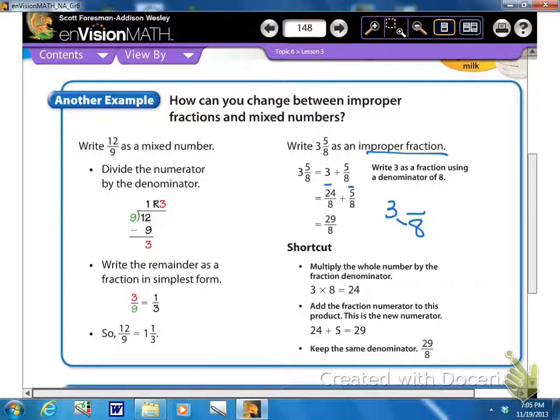I'm going to do it like this, 3 times 8, which would give you the 24 that they show here. And then you want to add the pieces that you have up at the top. And I have 5 more pieces. 24 plus 5 would give me my 29, and you still keep the same denominator. So again, basically what you're doing is you're taking your whole number, you're multiplying it times your denominator, here 3 times 8, and then you're adding your numerator to that.